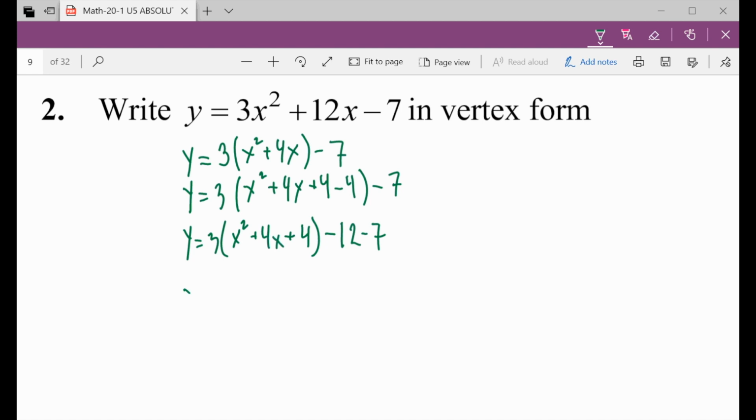Let's finish this off. I think we can do it in the next step here. 3 stays outside. x squared plus 4x plus 4 becomes x plus 2 quantity squared. There is the square of completing the square. We've made it a perfect square. And in the end here, we're going to get minus 19.